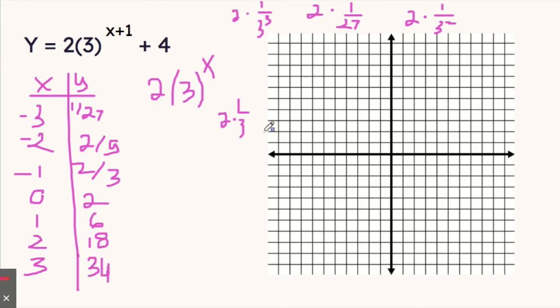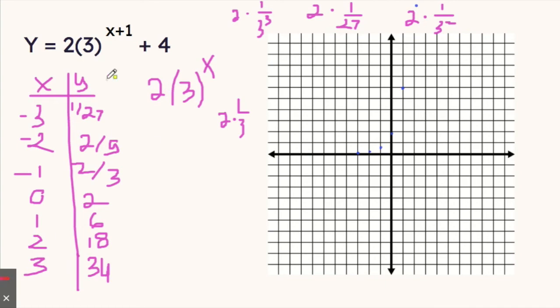Now let's graph this first. -3 is going to be 2 over 27, really close to the x but not touching it. At -2, it's going to be 2 over 9, a little bit higher than that, and then 2 over 3, and 2, and then 6, and then 18. It's going to be somewhere like this.